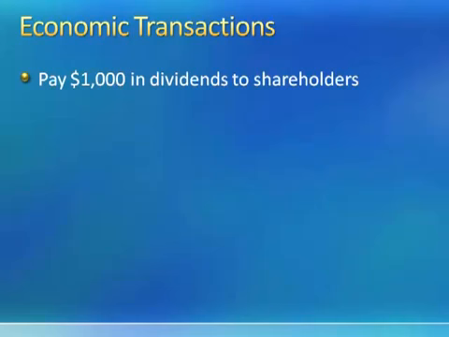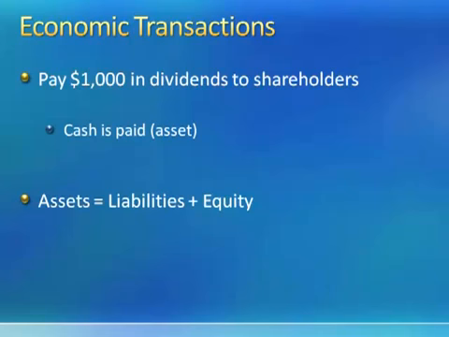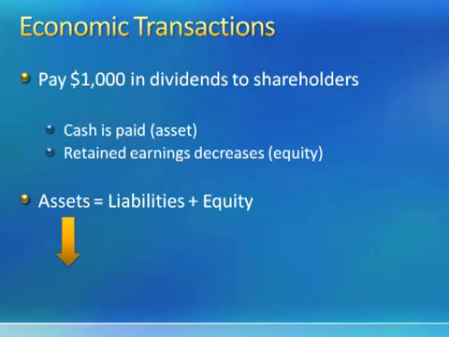If we pay $1,000 in dividends to shareholders, we have cash being paid. Cash is an asset, so the asset is decreasing. Retained earnings is an equity account, so equity is decreasing. Remember, dividends decrease retained earnings.